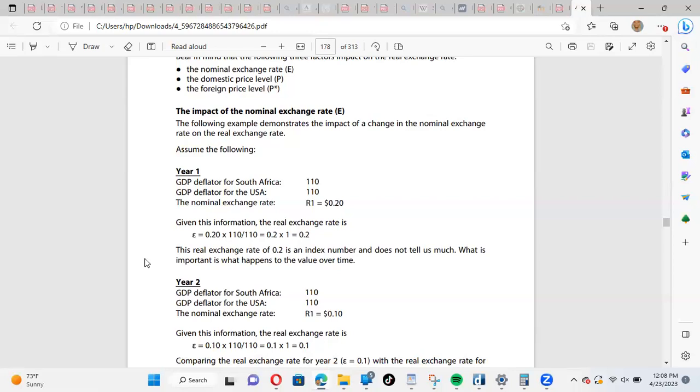So usually, whenever the nominal exchange rate goes up, if you hold prices constant, then there's not going to be a change in the real exchange rate. But if it's coupled with a change in the prices, then obviously there's going to be an effect on that.